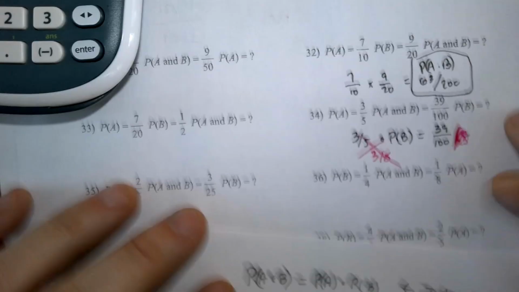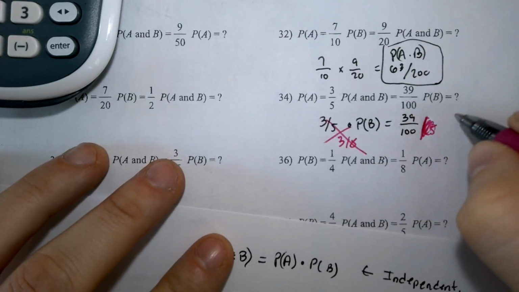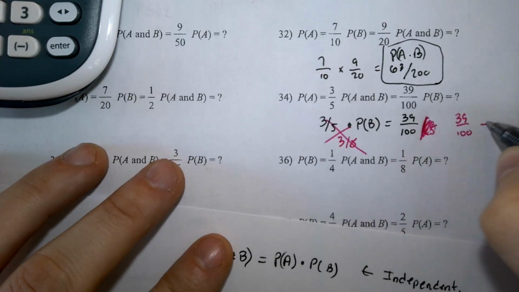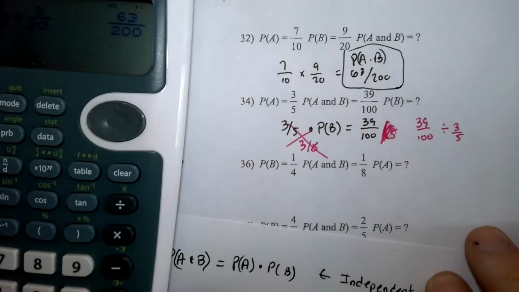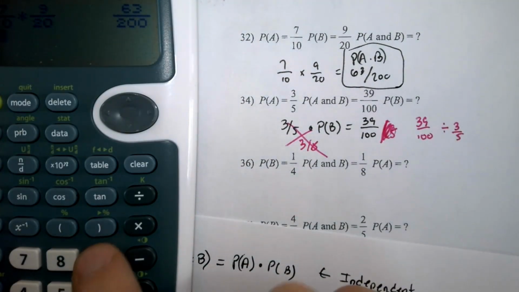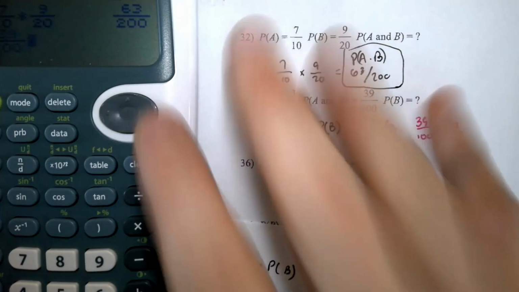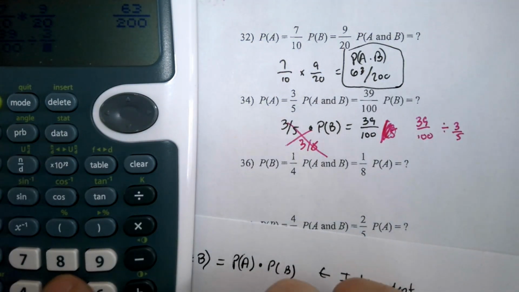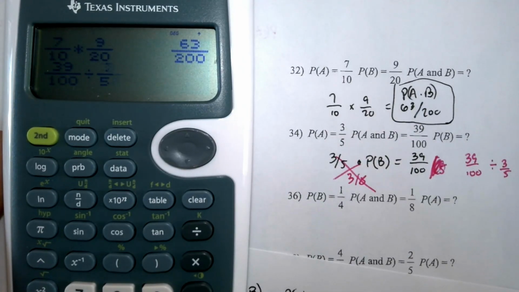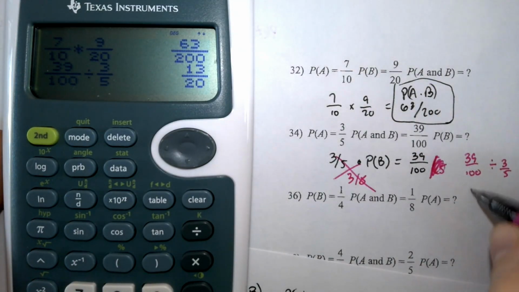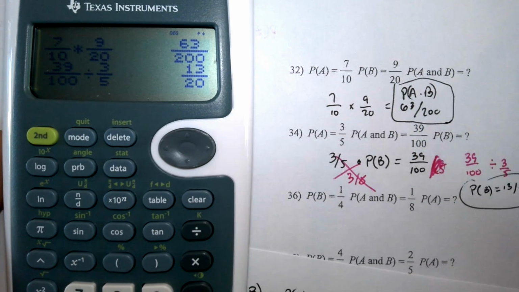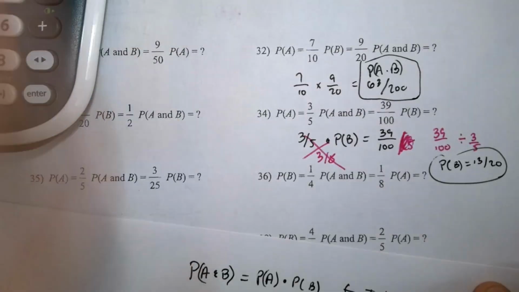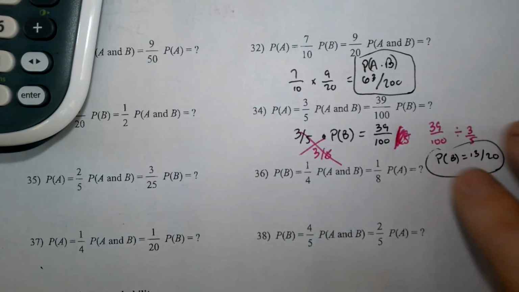I'm going to rewrite it because I got into a crick in my thing. So we have 39 out of 100. We have to divide by 3/5. Okay, 39 out of 100 divided by 3 out of 5. See it in my calculator. I hit enter. I get 13 out of 20. So the probability of B is 13 out of 20. There we go. All right, let's move right along.